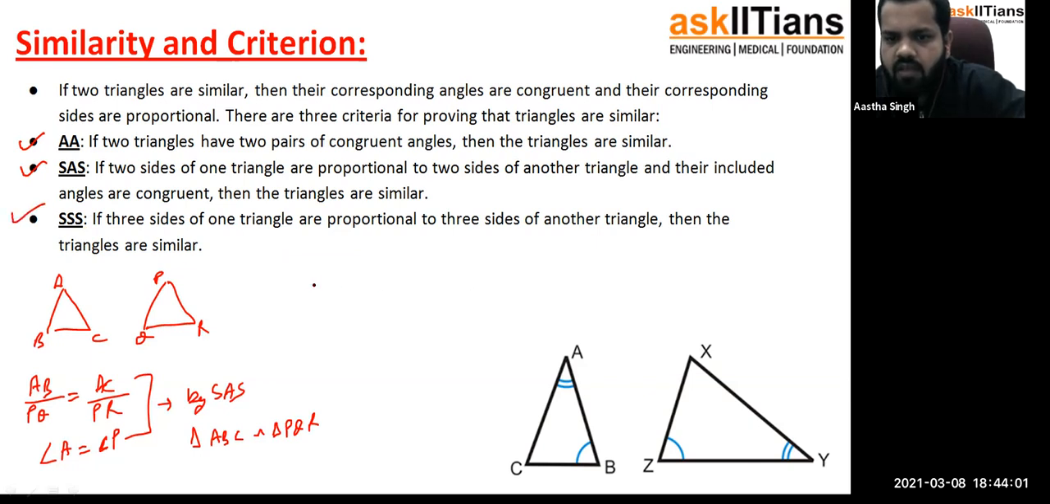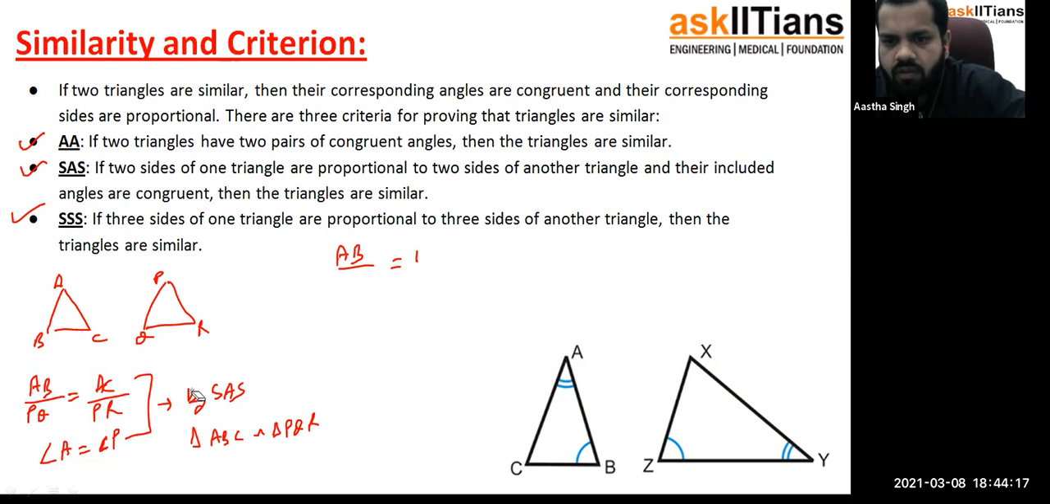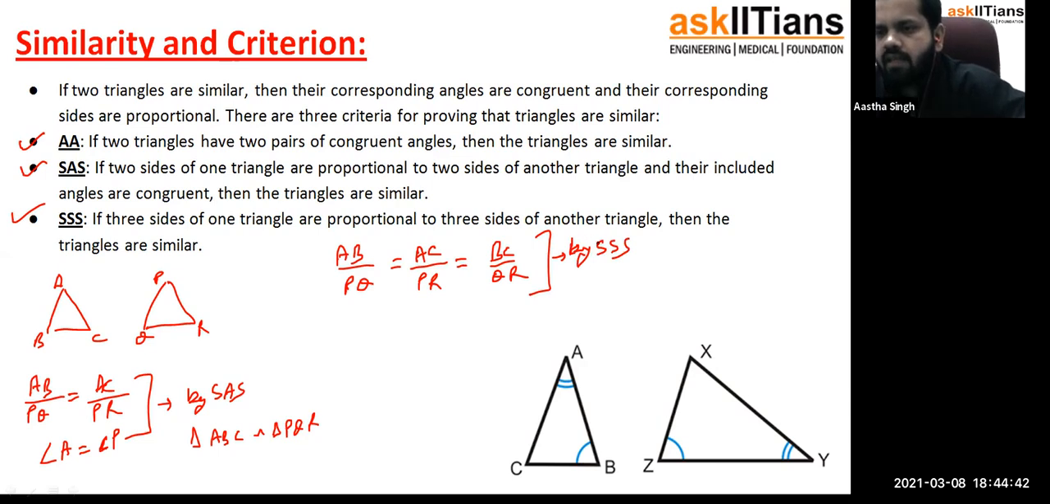And what is SSS? If three sides are proportional to three sides of another triangle, it means AB upon PQ is equal to AC divided by PR is equal to BC upon QR. This is your criteria by SSS, side, side, side. If three sides of one triangle are proportional to three sides of another triangle, then by SSS these two triangles are similar. Right? I think you all have got the point: what similarity is, the difference between similar and congruent, and the criteria for similar triangles.